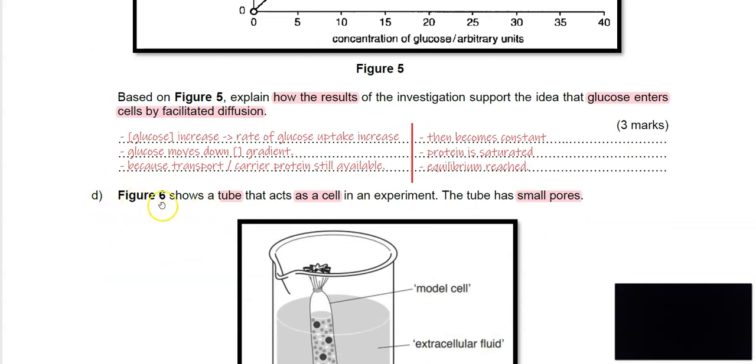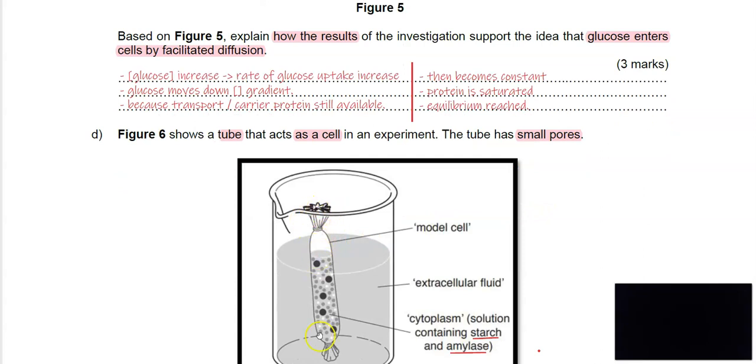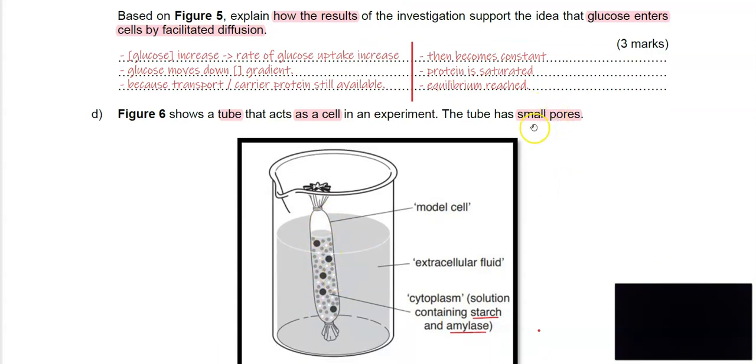Question D. Figure 6 shows a tube that acts as a cell in an experiment. The tube has small pores. So this is a tube that contains fluid, and it will function as a cell. The cell, as you know, is surrounded by the plasma membrane, so the wall of the tube will function as the plasma membrane. The tube has small pores, and the pores will be like transport proteins.